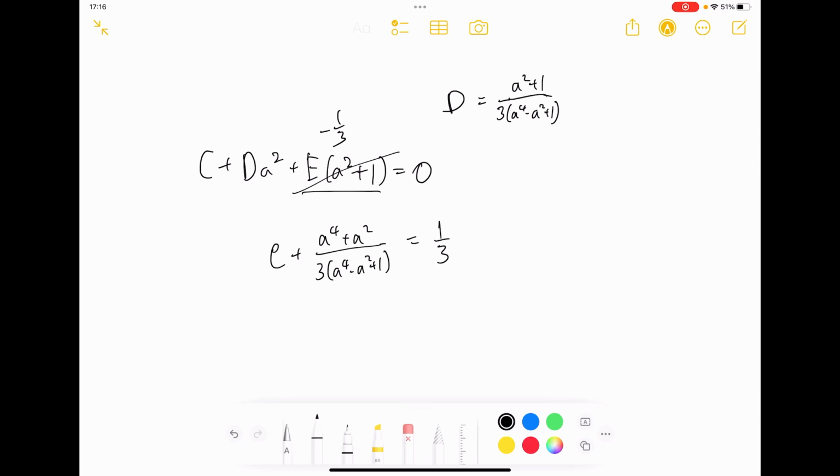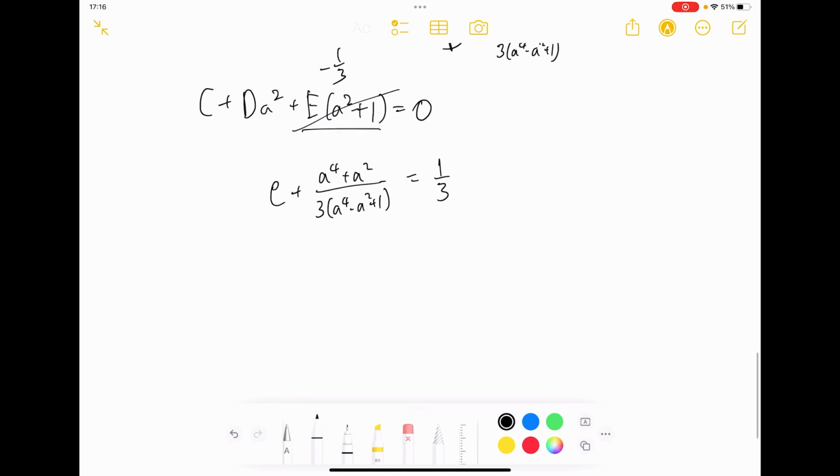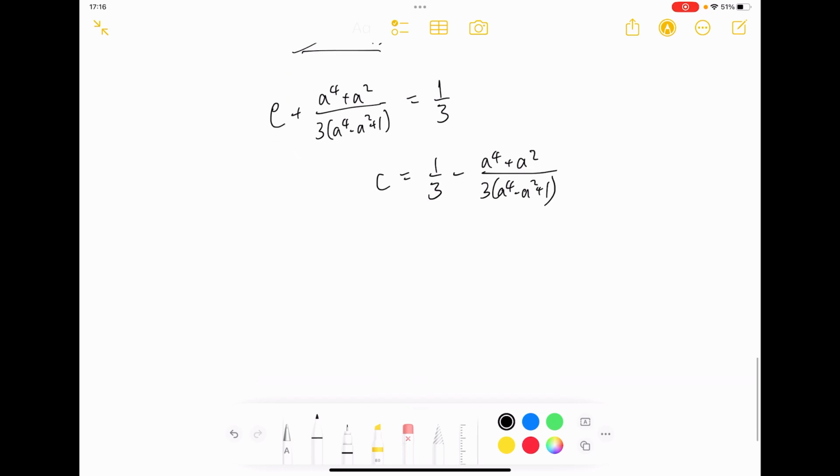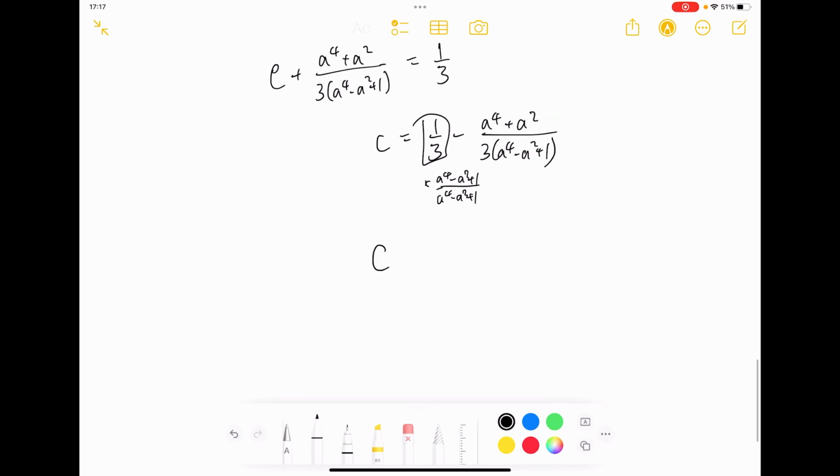And so, hold up, am I missing something? No, I'm not. Yeah, so that's going to be 1/3. So c equals 1/3 minus a to the fourth plus a squared over 3 times a to the fourth minus a squared plus 1. And, well, if we multiply this entire thing by a to the fourth minus a squared plus 1 divided by a to the fourth minus a squared plus 1, because, well, that's just 1, it's kind of like, I don't know, cross multiplying, but not. I don't know what it's called. It's just scaling it up, right? But that's going to get a c.